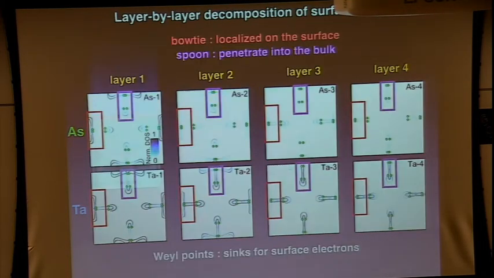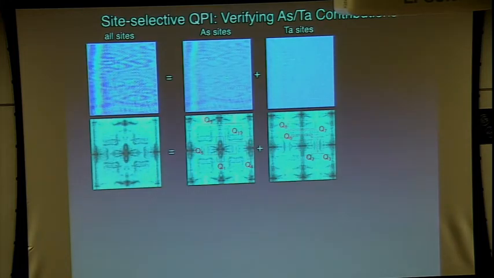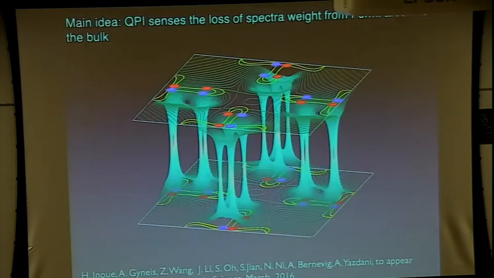Okay, let me skip this. You can do additional experiments, so you can take the image. This goes to maybe Dan's question. You can take the image and filter out the arsenic site signal and the tantalum site signal on the top surface, making the assumption that we know what surface we are looking at. And you can analyze them and compare them to this theory as well in good detail. So that's another thing you can do. Okay.